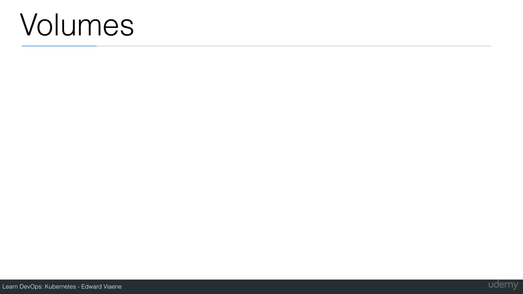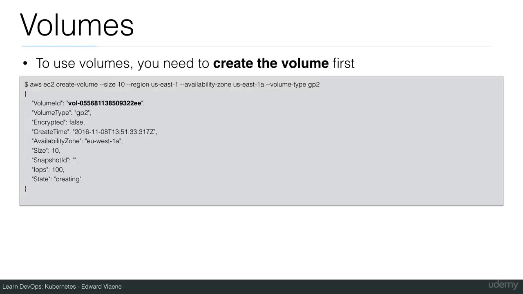So let's have a look at the definitions that we need to use to create volumes. To use volumes, you need to create a volume first. In the next lecture, I'll show you how we can do this automatically, but now we are going to do this manually. So here I'm using the AWS tool to create a volume in us-east-1 that is 10 GB of size. I'm also specifying the availability zone, which is us-east-1a. And you need to note down this volume ID because this is what we are going to need later on.